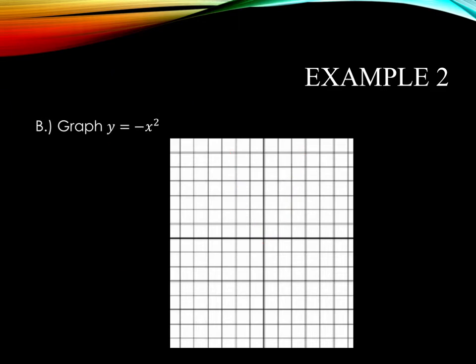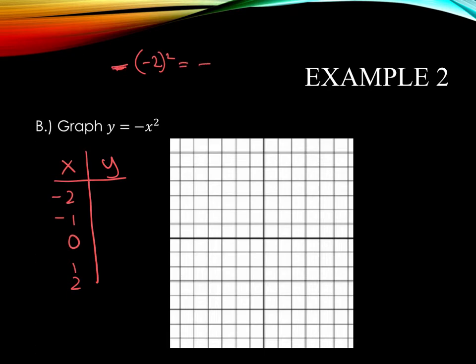For part B, I now have y equals -x squared. So again, I'm going to have x and y. I like the numbers -2, -1, 0, 1, and 2. And again, now I'm going to go in and plug in a -2. So I have a -2 squared. Well, a -2 squared is 4, but then I have to multiply it by this -1 out here. So that's going to give me a -4.